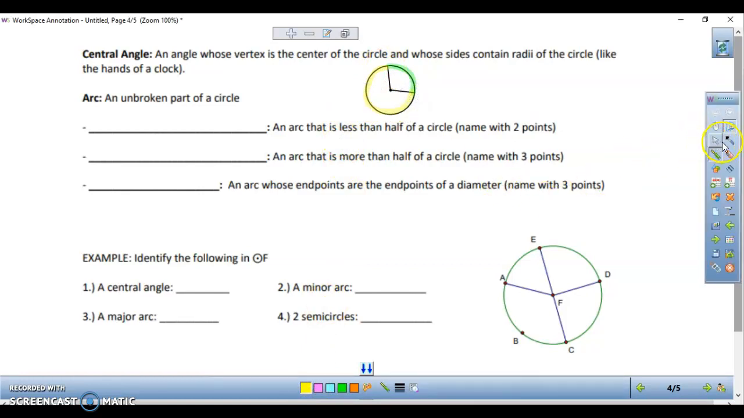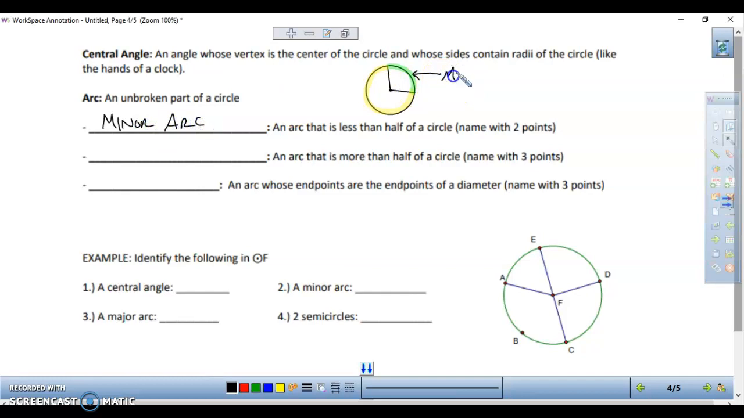So there's three different types of arcs that we talk about. First, an arc that is less than half the circle, like this green one, we call that a minor arc. And so a minor arc's measure would be less than 180 degrees, because all the way around the circle is 360, so less than half would be less than 180. All right? And if you follow that same naming logic, more than half would be called a major arc.